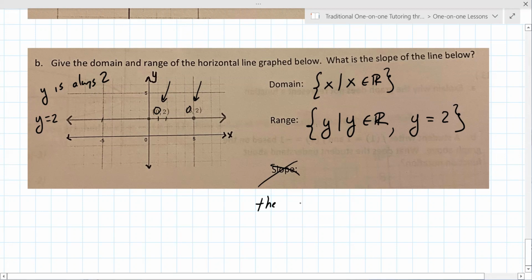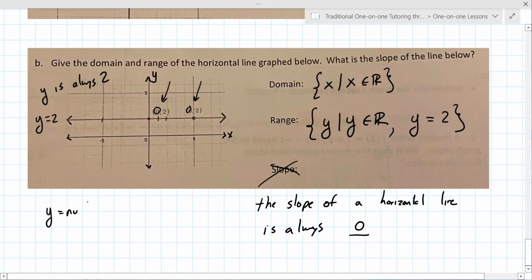The slope of a horizontal line is always 0. Always. Y equals a number is always a horizontal line, so that's just automatically 0.